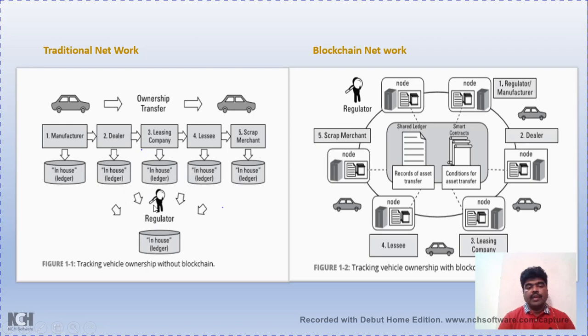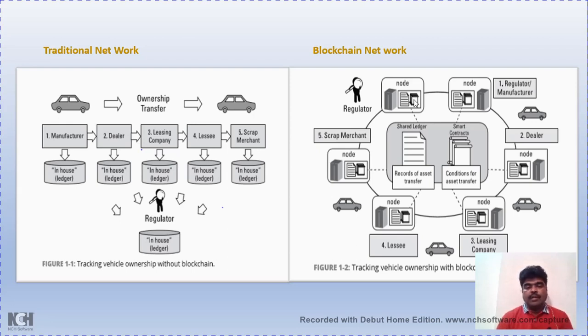Instead of each one having a copy each, why can't this be shifted to the blockchain network? So if you see the regulator, manufacturer, and the other nodes, everybody is sharing the same ledger, and it is avoiding duplication of the data. Not only that, because it is in the blockchain, the data is very secure. The details of the owners and everything are very secure. So that's how blockchain can help us.